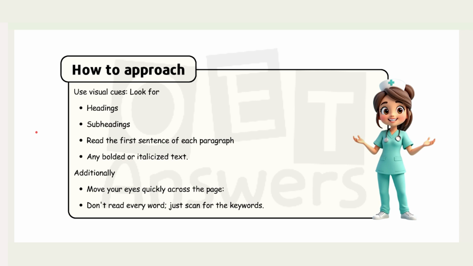Next, wherever you see bolded or italicized text. So what is italicized text? It is nothing but the font and style of the words. Wherever you see bolded or dark colored letters, you should give more focus. Additionally, you have to do your skimming very quickly, without stopping anywhere.